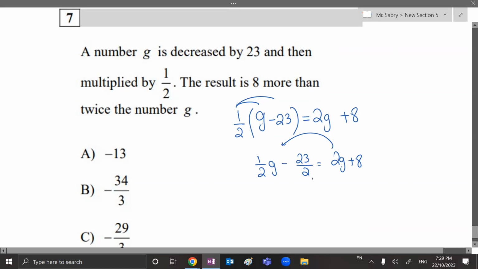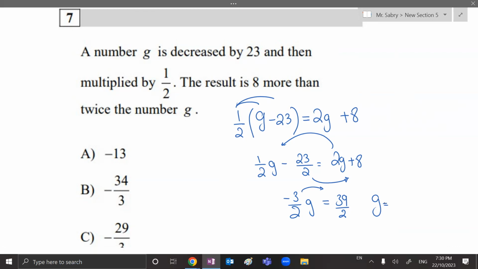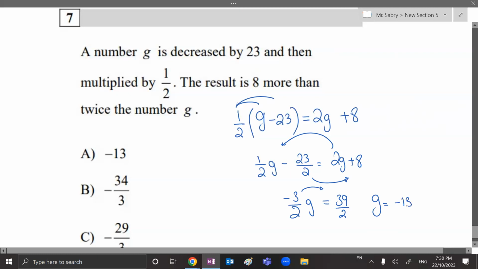I'll move the 2G to this side and the -23 over 2 to the other side. Half minus 2 will get me -3 over 2G equals 8 plus 23 over 2. On a calculator, 8 plus 23 over 2 would come out as 39 over 2, 19.5. And then move this to the other side, so G will be equal to 39 over 2 divided by -3 over 2. On a calculator, that's -13. This is the value of G. Makes sense?